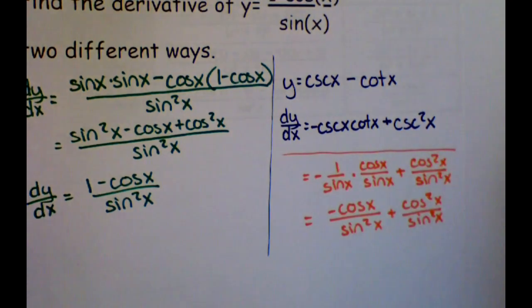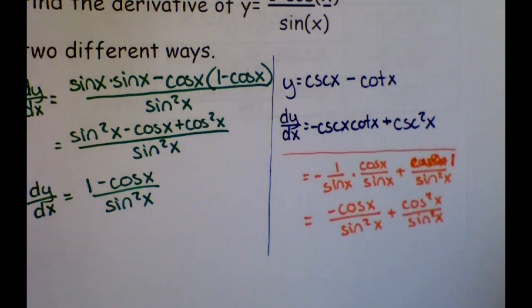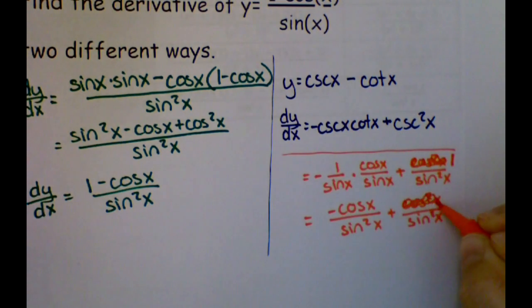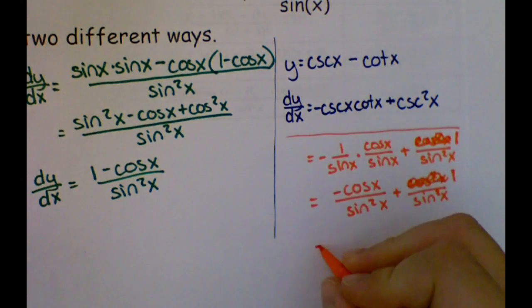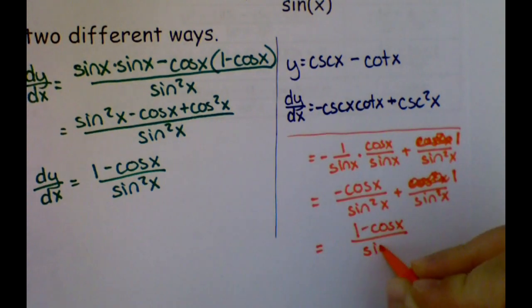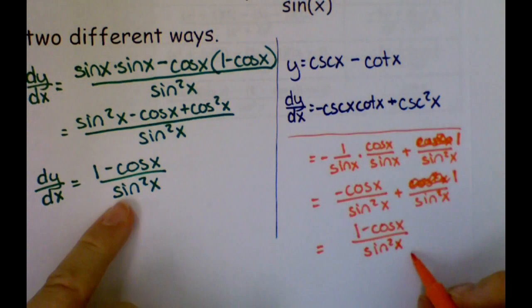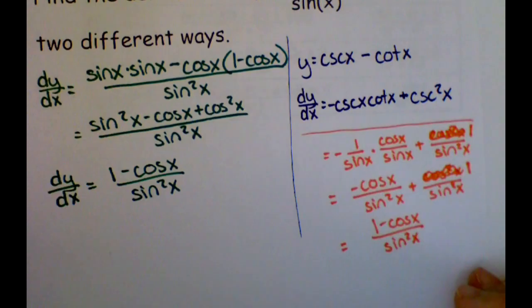Just kidding, I made a mistake. Cosecant squared is actually just 1 over sine squared of x. Okay. So now when I add these two fractions together, I get negative cosine plus 1, or 1 minus cosine of x, all over sine squared of x. And look at that. They're exactly the same. Either way works out just fine.